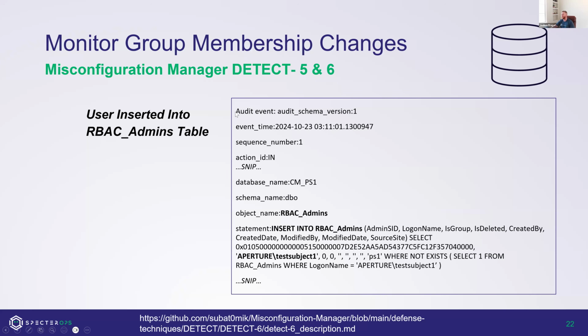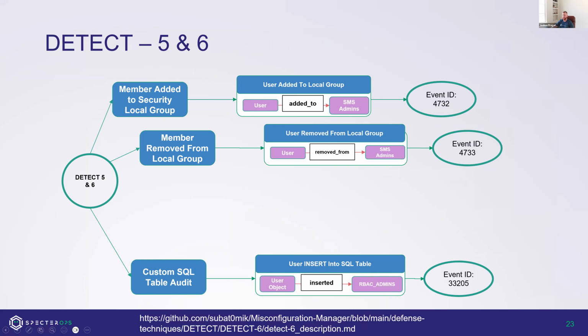But you can see an example here of an insert of a user into the RBAC admins table. The object name is RBAC admins, and it was an insert in there. And we see test subject 1 was the user that was inserted into that RBAC admins table. And then here's a data model showing the same thing that we already talked about.